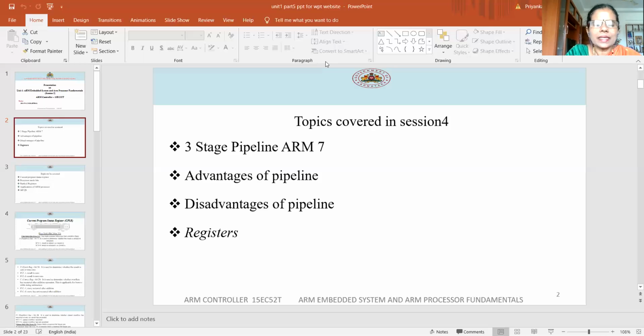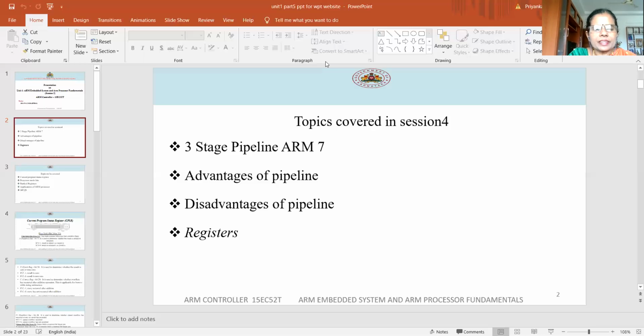And we also studied the registers. In total, 37 registers we discussed. Out of 37, 17 are active registers and 20 are hidden registers. The hidden registers are called banked registers. They are not visible to the user. The 17 registers are visible to the user. These 17 registers are available in user mode and system mode.